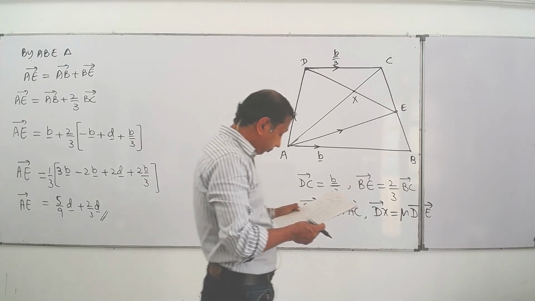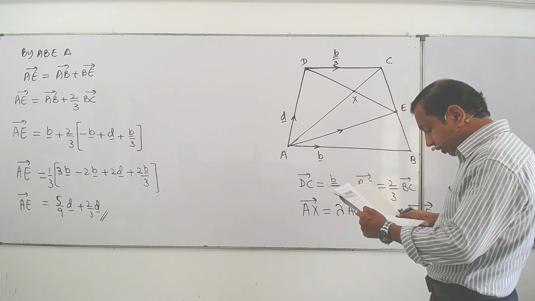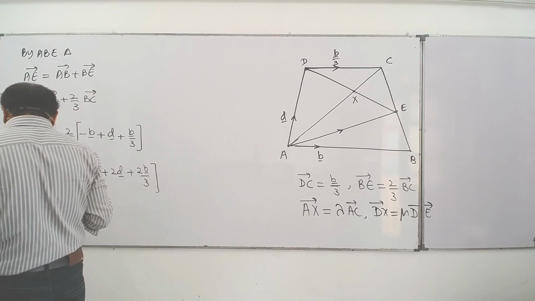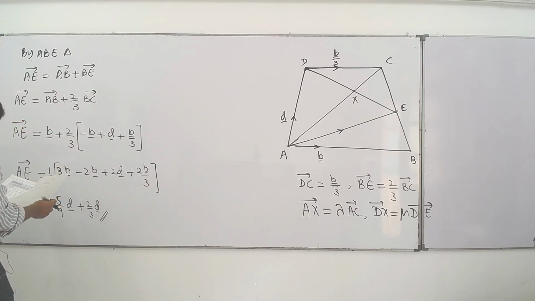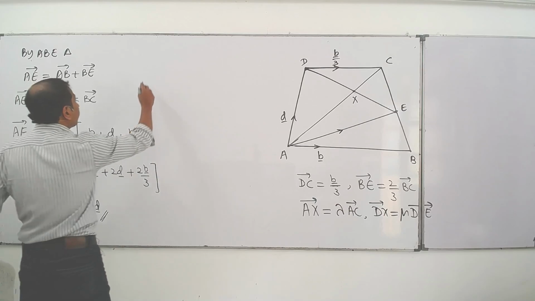Secondly, the AE vector answer we got. The point of intersection X is the next part. Now, asking AX equals lambda AC. AX we can write now.